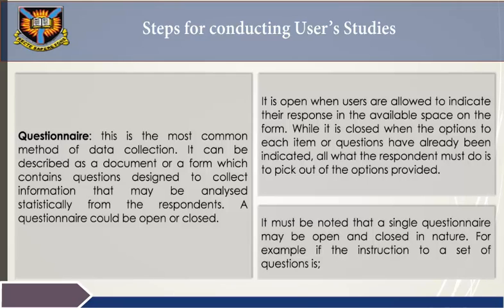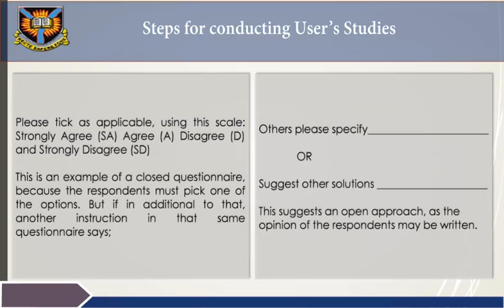It must be noted that a single questionnaire may be open and closed in nature. For example, if the instruction to a set of questions is, please tick as applicable using this scale: strongly agree, agree, disagree, and strongly disagree. This is an example of a closed questionnaire because the respondents must pick one of the options. But if in addition to that, another instruction in that same questionnaire says, others please specify, or suggest other solutions, this suggests an open approach as the opinion of the respondents may be written.